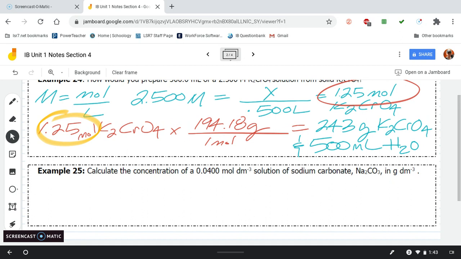Hopefully you got that one right. So this one: calculate the concentration of a 0.4 molar solution of sodium carbonate in grams per liter. So this is really just understanding units.